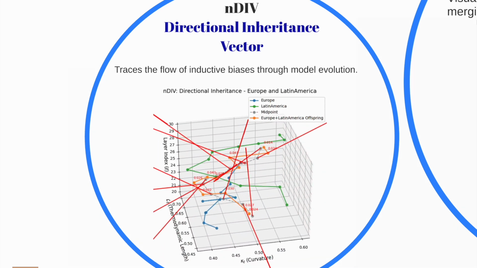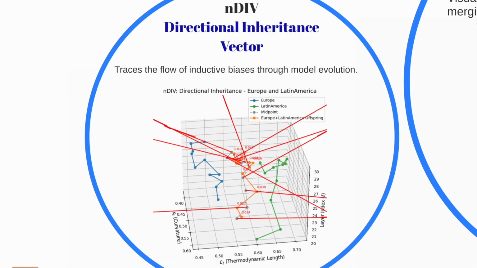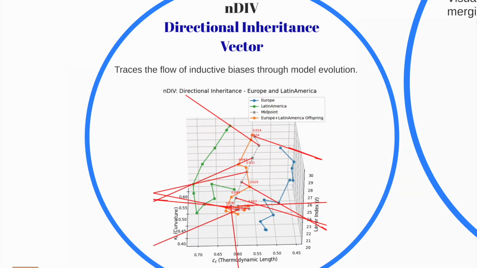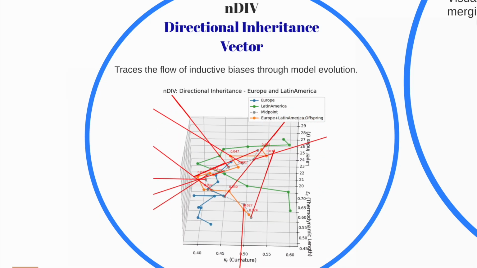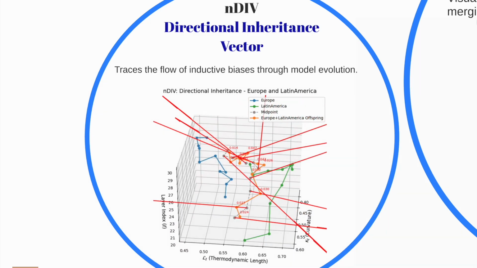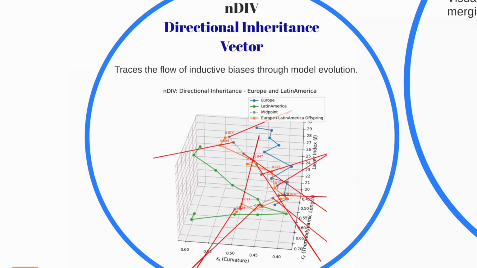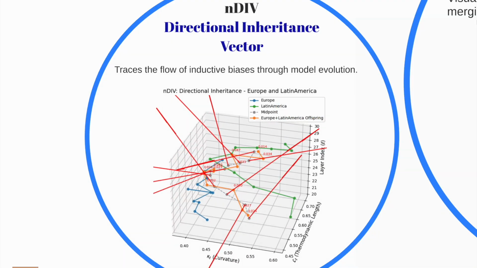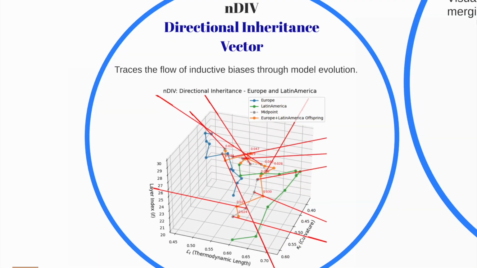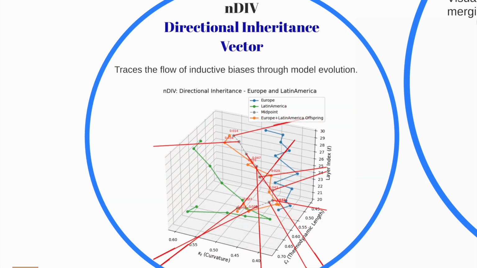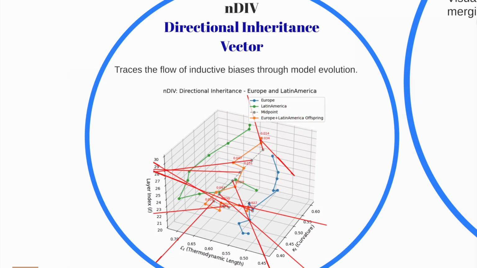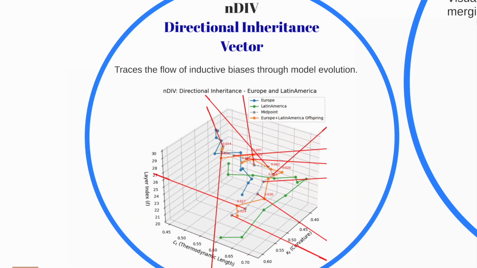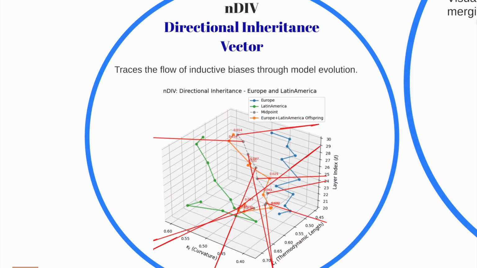How to read the 3D panel. Axes, layer index on the rising axis, kappa, spectral curvature, and L, thermodynamic length, on the floor. Trajectories, blue is Europe, green is Latin America, orange is the offspring, gray is the midpoint track. Vectors, red, start at the midpoint and point toward the offspring. Longer arrows mean stronger parental pull. Small labels give magnitude. Consistency, when adjacent arrows point in similar directions, inheritance is coherent. When they spin or fan out, inheritance is contested or drifting.